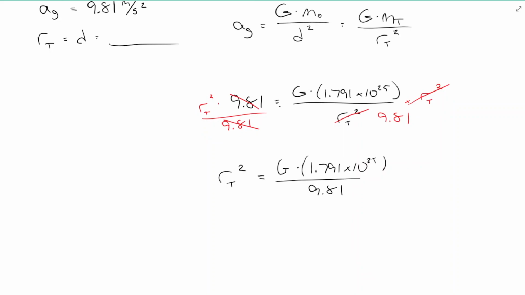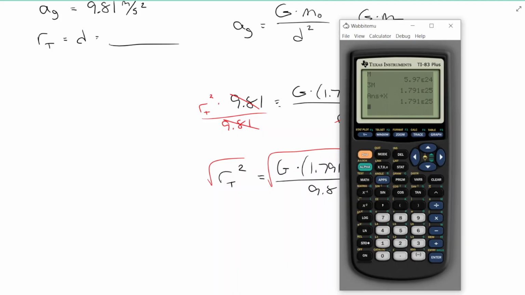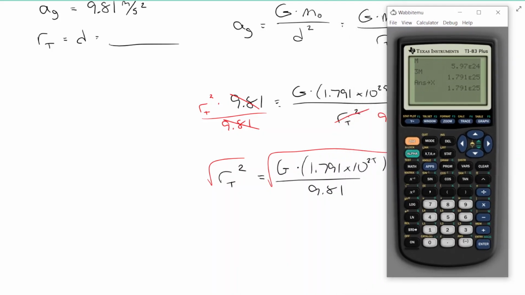And if I'm going to solve for r, I need to then take the square root, right? So we just did a bunch of math here. I'm going to take my calculator now, and I'm going to say the square root of big G, alpha G, and this is where I can use that x value. I'm going to multiply by the mass, which I just stored as x, and I'm going to divide it by 9.81. That whole thing is under the radical.